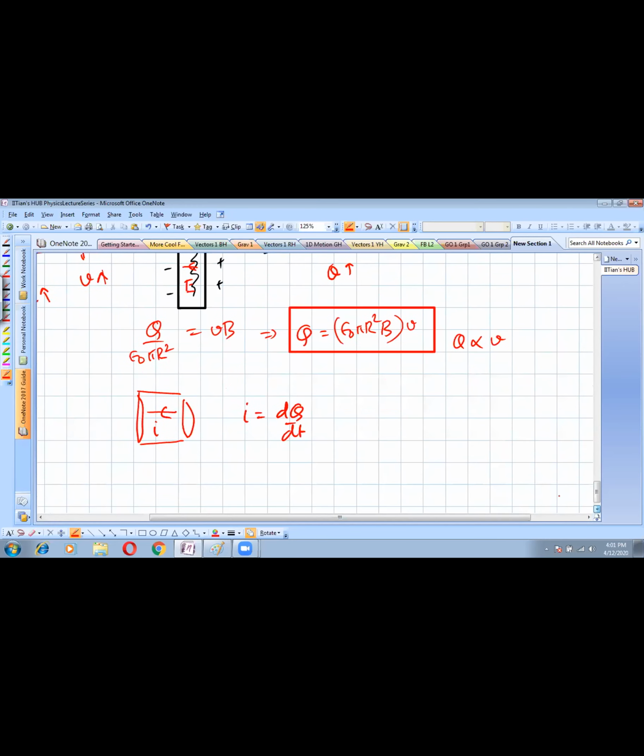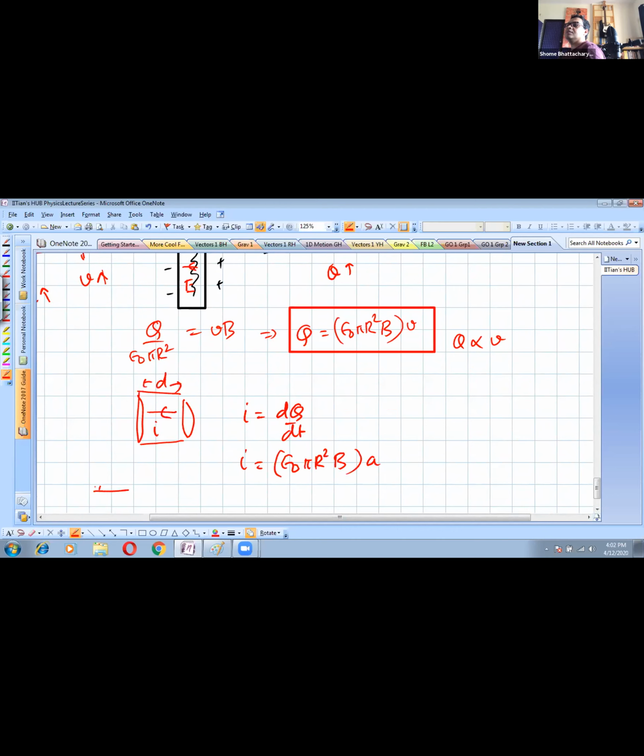So differentiate that relation, so that the equivalent current becomes epsilon naught pi r square into B into the acceleration, because you're differentiating that. Now this current is flowing through a distance of how much? Through a distance of d.